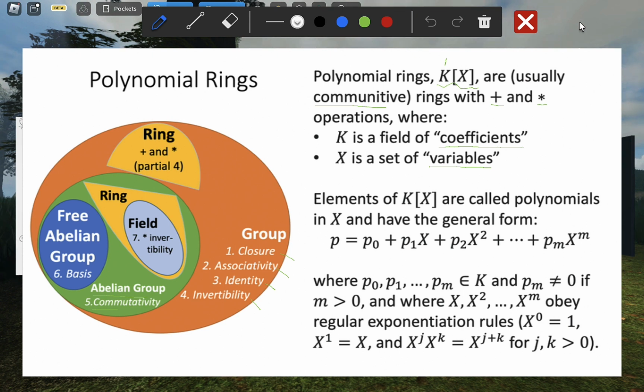The elements of this are called polynomials, and they have a form, generally speaking, like this. So P0, for example, and then there's a hidden X here, you can think of it as X to the 0. And then this one you can also think of as X1. And this goes all the way up to M for some order. And these P's live in K, so those are the coefficients, right? And the X's have regular exponentiation.